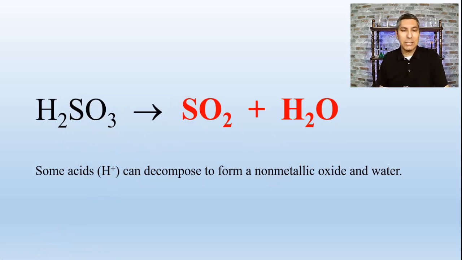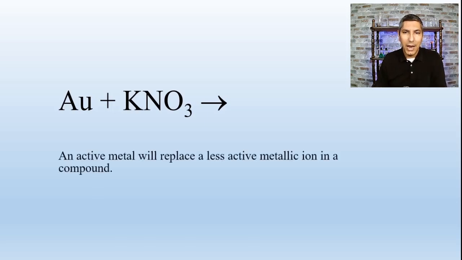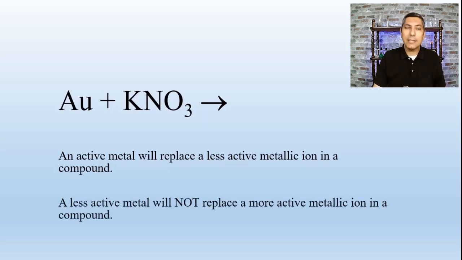Let's jump right into single replacement. Now, let's say we have this mixture right here. Gold, which is Au, being reacted with KNO3, potassium nitrate. Now, for single replacement reactions, we need to realize that there is a hierarchy that we're going to use. This is something called an activity series. And that's why this rule is written here. An active metal will replace a less active metallic ion in a compound, and a less active metal will not replace a more active metallic ion in a compound.